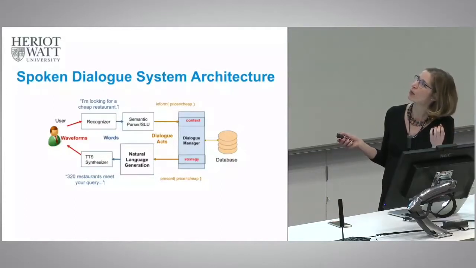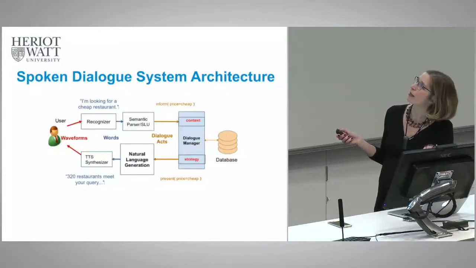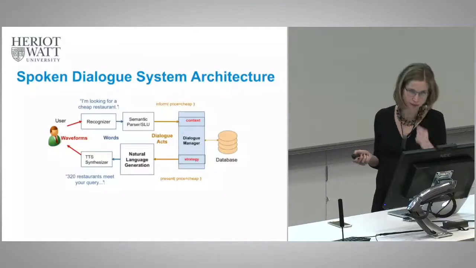And in our case, what the semantic parser does is transform an utterance into a meaning representation. And in this case, we call this a dialogue act. So the user says, I'm looking for a cheap restaurant, and the meaning representation is very simple. It just says something like the user is informing the system that the price equals cheap.